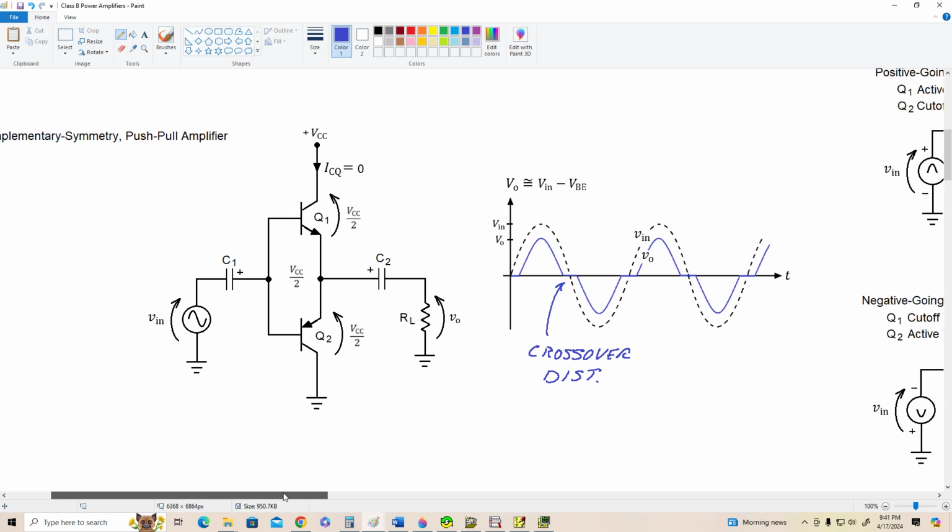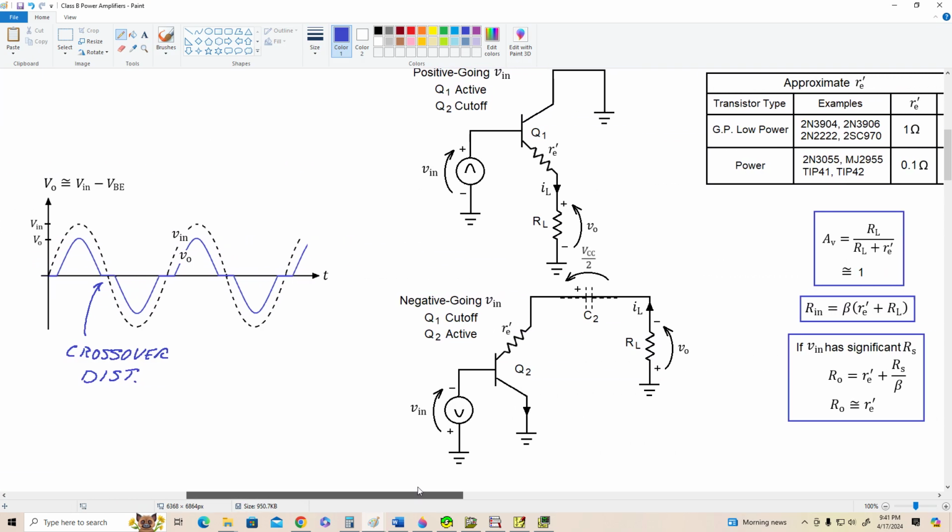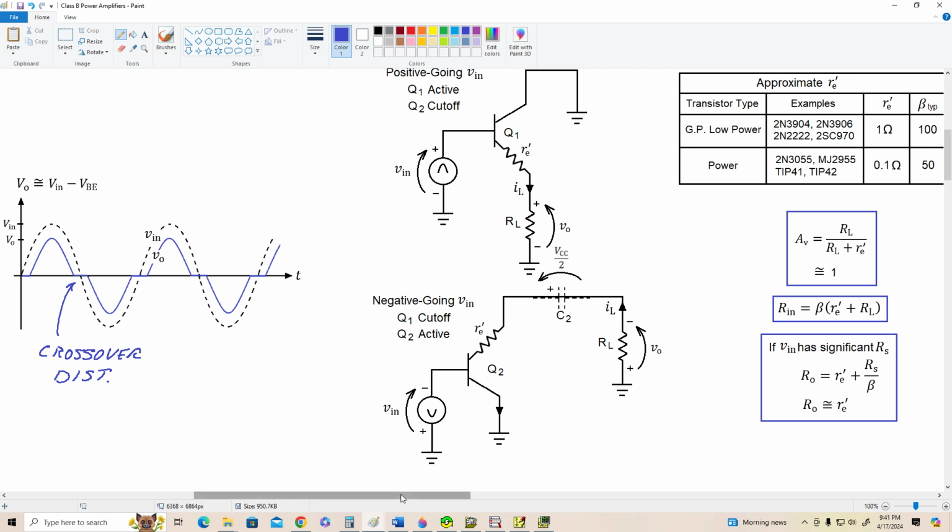So what we've got here is the two transistors operating. For positive going signals, Q1 is on, and for negative going signals, Q2 is on. All right, let's look at Q1 because we're mostly used to looking at NPN transistors. All right, the voltage gain of this amplifier is simply given by the voltage divider equation. We've seen it many times for the emitter follower. It's RL over RL plus R prime E, and it's usually approximately equal to 1.